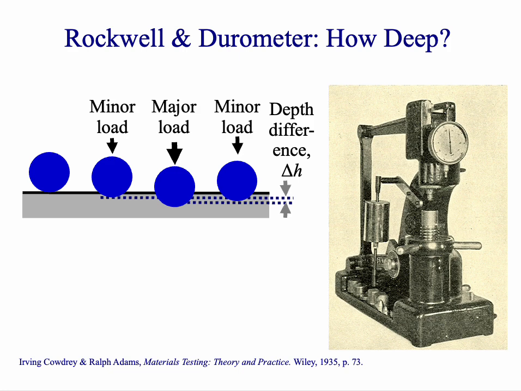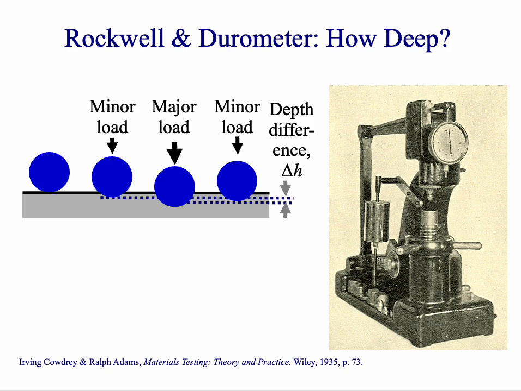The picture here shows a typical Rockwell tester from the 1920s. In the hardness testing lab, we use a Rockwell tester to push a 1/16 inch diameter tungsten carbide ball into the sample, applying two loads, called the major load and the minor load. The minor load sets the ball down hard on the sample, and the major load presses it in. The machine determines the difference between these two depths and converts it to hardness.